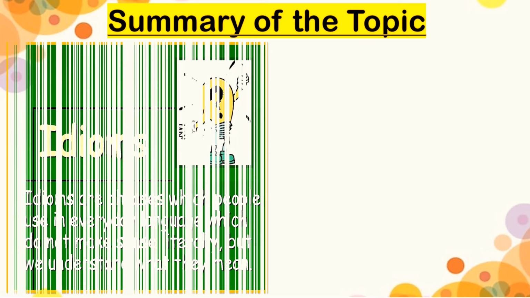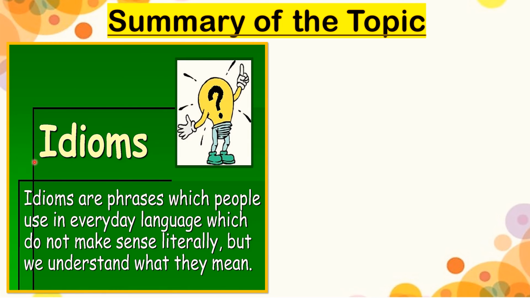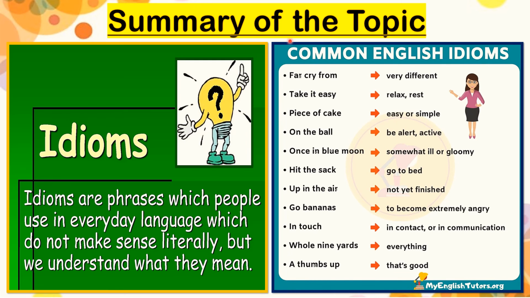Class, for the summary of the topic, we have discussed idioms. Idioms are phrases which people use in everyday language which do not make sense literally, but we understand what they mean. So these are common English idioms. Far cry from, very different. Take it easy, relax, rest. Piece of cake, easy or simple. On the ball, be alert, active. Once in a blue moon, somewhat ill or gloomy. Hit the sack, go to bed.